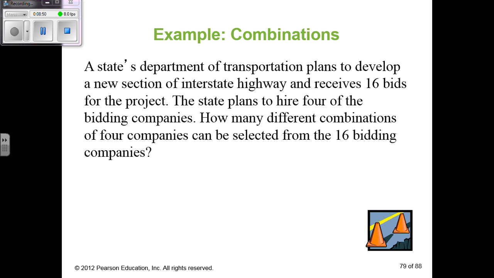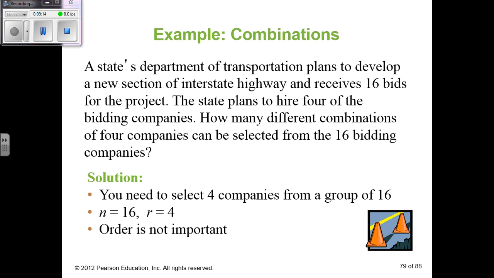An example of this would be the state's Department of Transportation plans to develop a new section of highway, and they're going to take 16 bids. Of these 16 bids, they plan to hire 4. Now, the companies do not care whether they were selected first, second, third, or fourth, just that they were selected. So the order that they were selected did not matter. So we're going to select 4 companies from this group of 16.